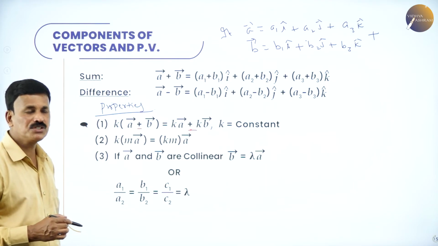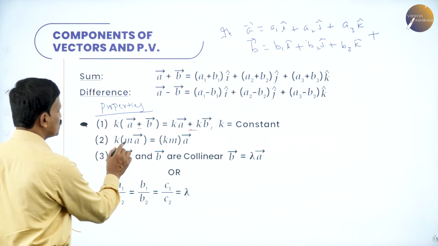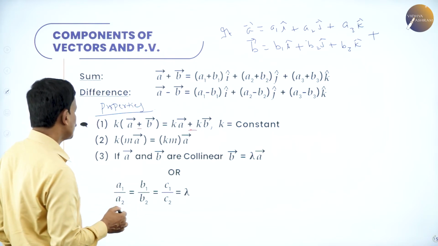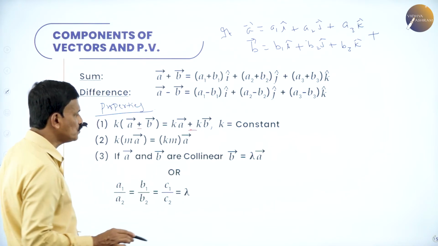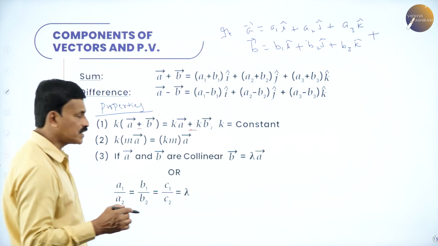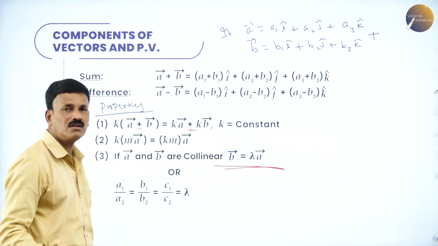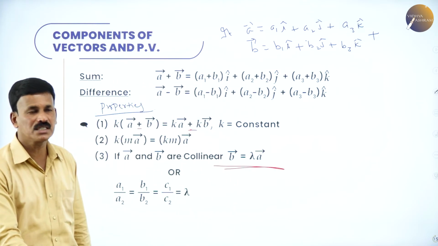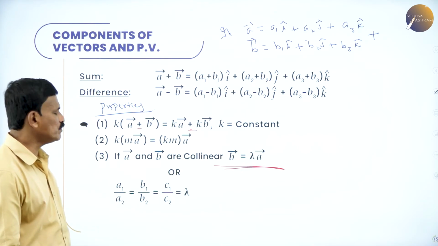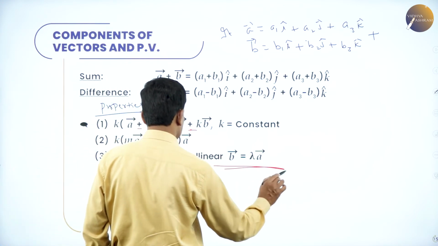Second property: K into M times vector A can also be written by multiplying these two constants, K into M into vector A. If A and B are any two vectors and they are collinear, then vector B is always equal to lambda times vector A, or a1 by b1 is equal to a2 by b2 is equal to a3 by b3 is equal to lambda.